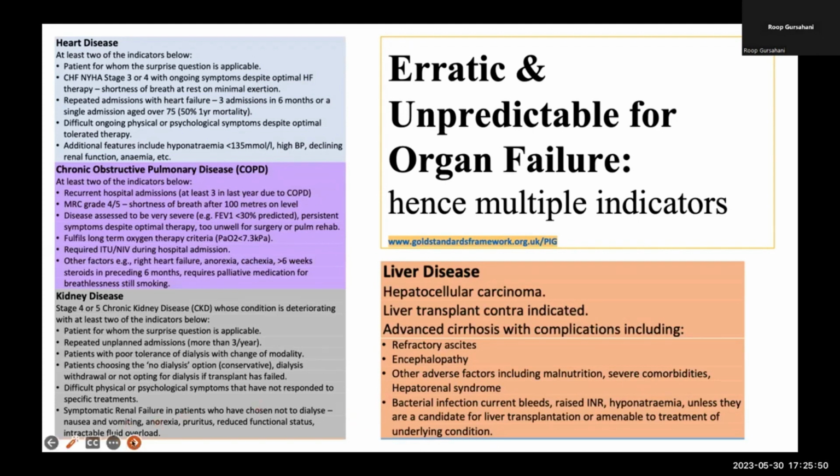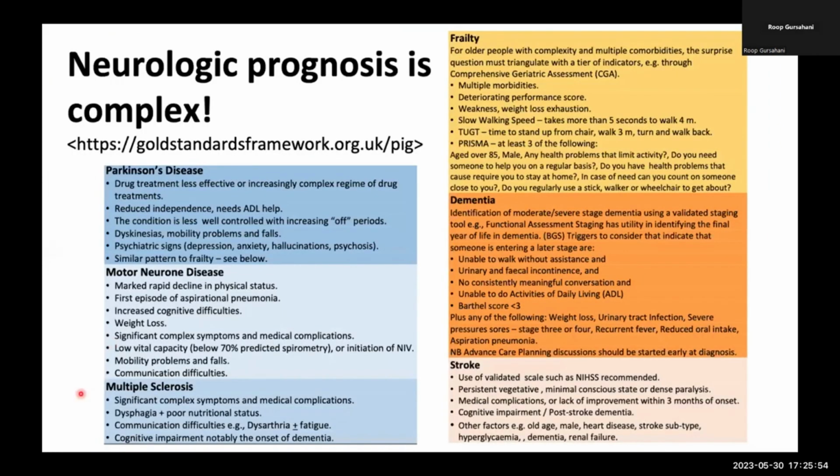In organ failure, and even more so in neurologic conditions, the burden of decision making is on the patient, or if the patient cannot take it, then the surrogates or family and the medical team. And as you can understand, neurologic prognosis is complex. So if you look at Parkinson's, somebody whose drug treatment is not effective, whose independence is gone, who is having falls, has psychiatric problems, then we know that they are towards the last years of their life. But it's not as straightforward as cancer, where if you spend more than 50% of your time in bed, then you have 3 months or less. Those are not numbers that you can use in neurology.